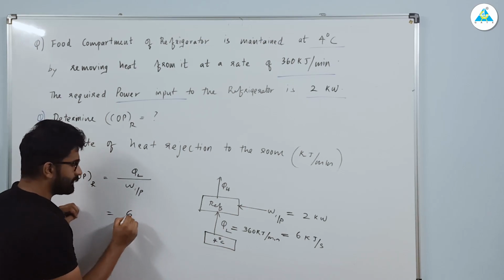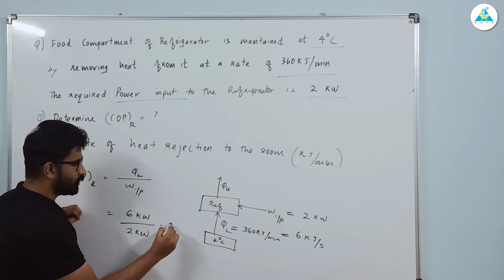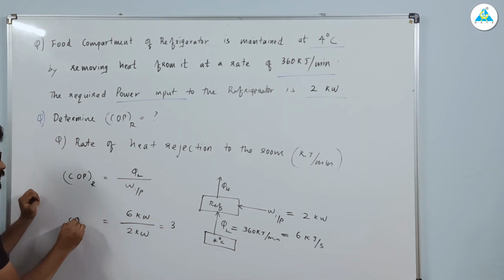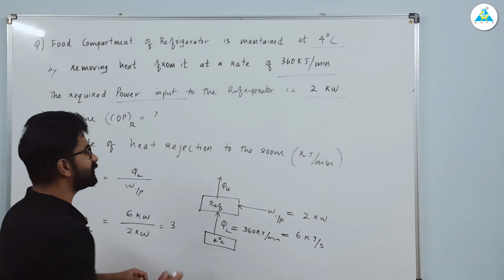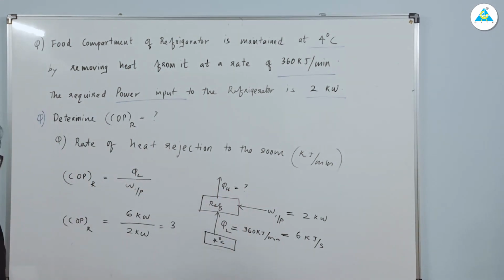Now, QL is 6 kilowatt, work input is 2 kilowatt, so your COP is 3. COP of refrigerator is 3. First question is solved. What is the second question? Rate of heat rejection to the room. What is QH? That's the question. Right? What is QH? Simple.